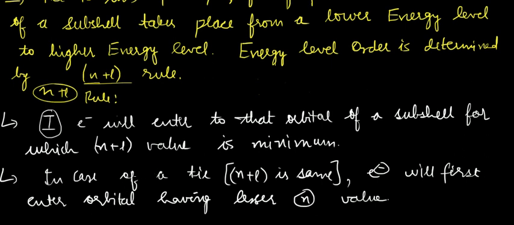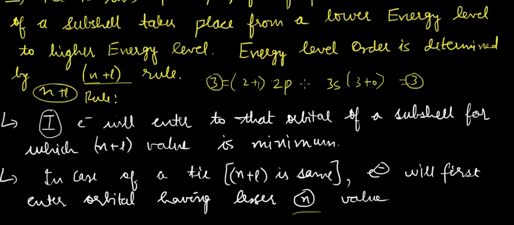Now, in case of a tie, let's say we have 2p and 3s, what is the n plus l here? 2 plus 1. And what is n plus l here? 3 plus 0. The final value is 3 here and the final value is 3 here. So in case of a tie, the electron will first enter the orbital having the lesser n value. The lesser n value here is 2p, so it will first enter 2p, then 3s.